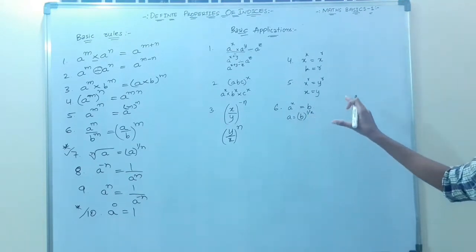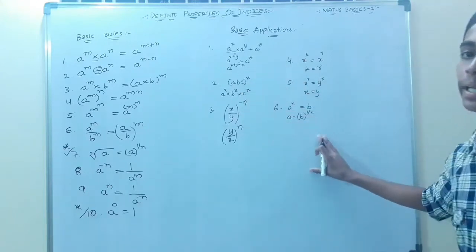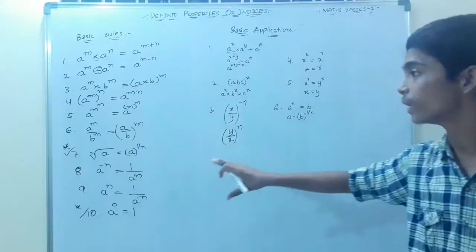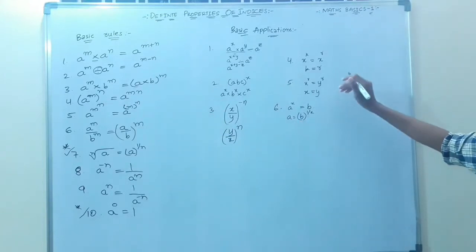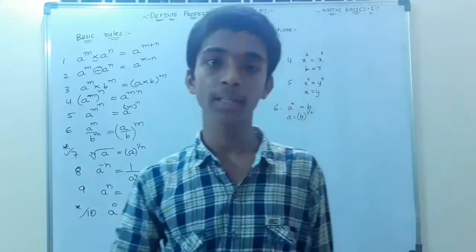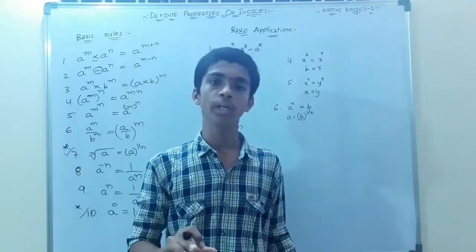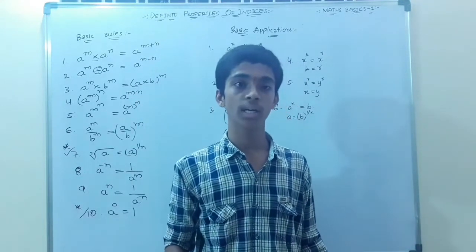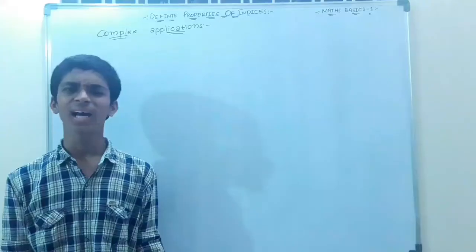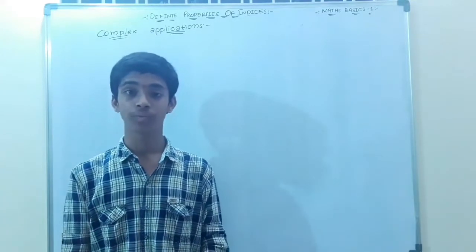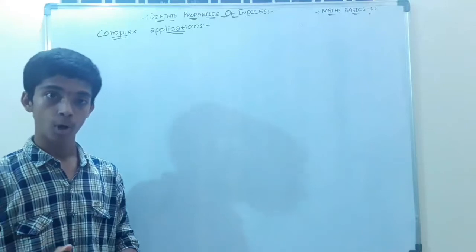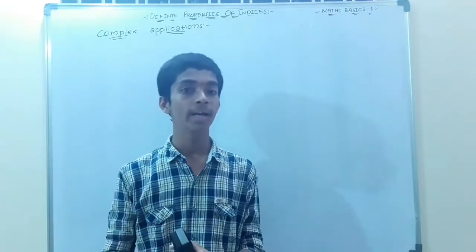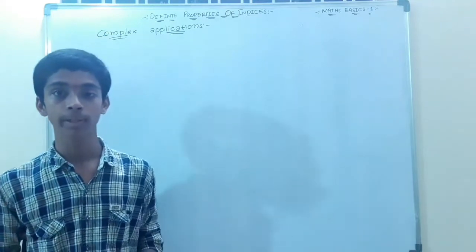So we have all these basic rules and basic applications, and coming to the complex applications, we have only two important complex applications, and we need to understand them very carefully. They are very important, and we can derive many examples from these complex applications.